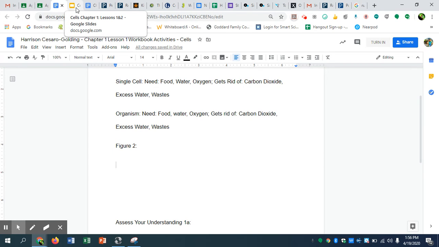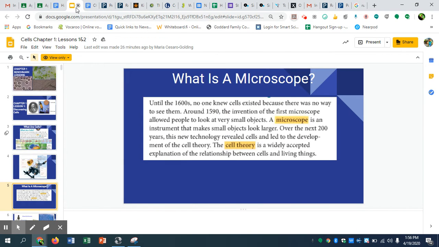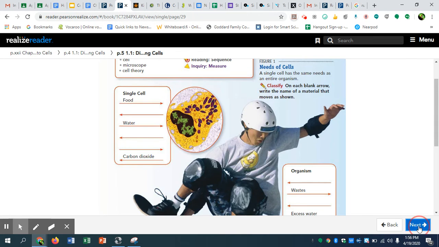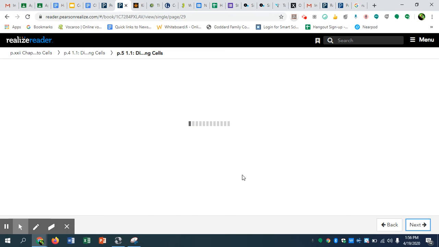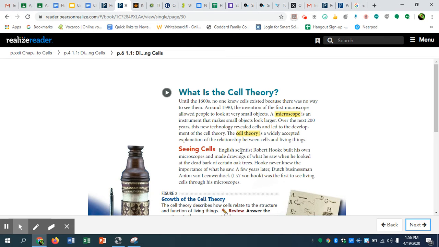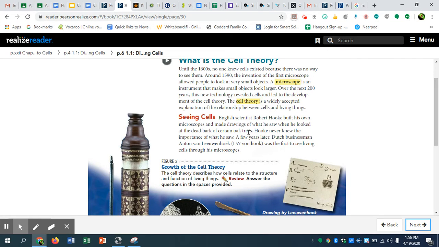Okay, so let's go to the next slide here. Let's talk about microscopes. So we're going to go to our workbook. So the whole thing is we didn't know about cells, really what they looked like until the 1600s with the invention of the microscope. So in the 1600s, no one knew cells existed because we couldn't see them. So around 1590, the invention of the first microscope allowed people to see very small objects. I mean, 1590, that was a long time ago. Pretty impressive, I think. So a microscope is an instrument that makes small objects look larger.